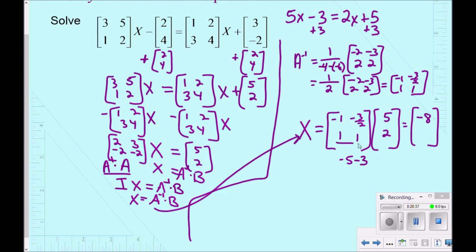Second row, first column. 1 times 5 is 5, and 1 times 2 is 2. 5 plus 2 is 7. X is equal to -8, 7. So again, I could check that if I wanted to by substituting it back into the original equation, and I would see that X is a matrix with -8 and 7 in it.